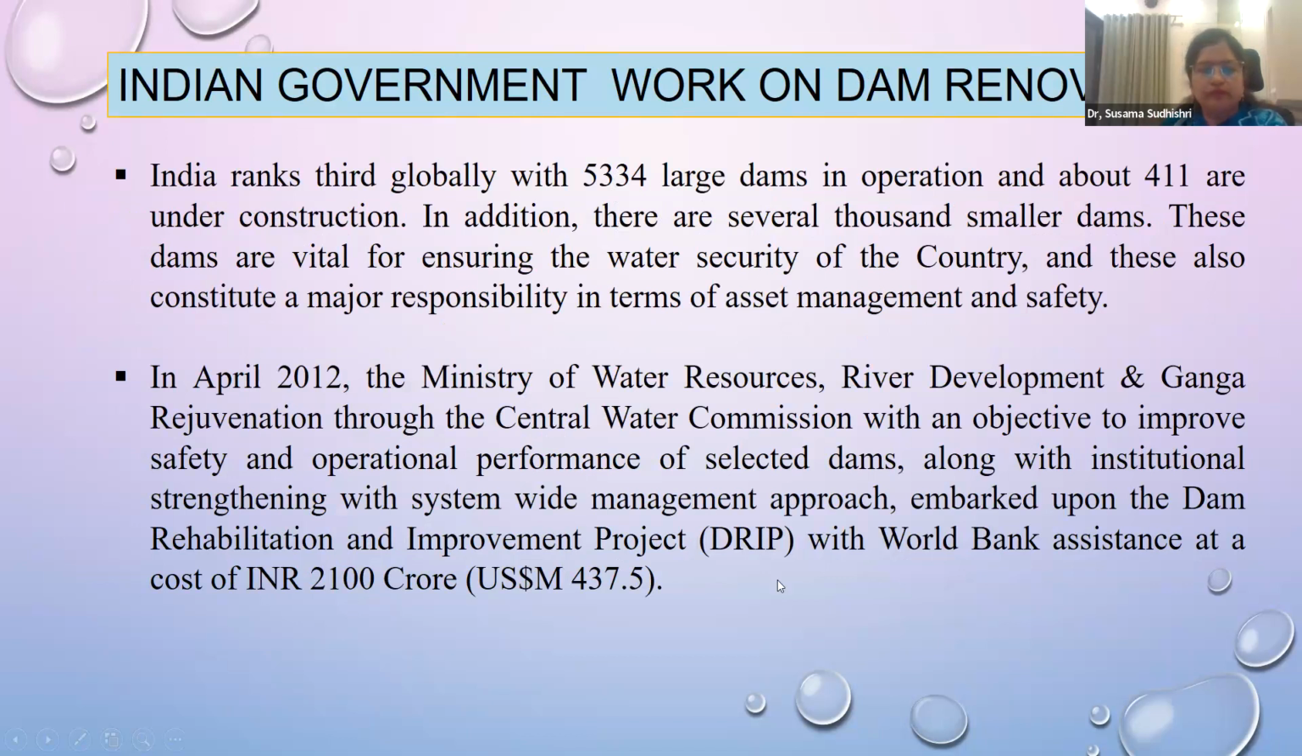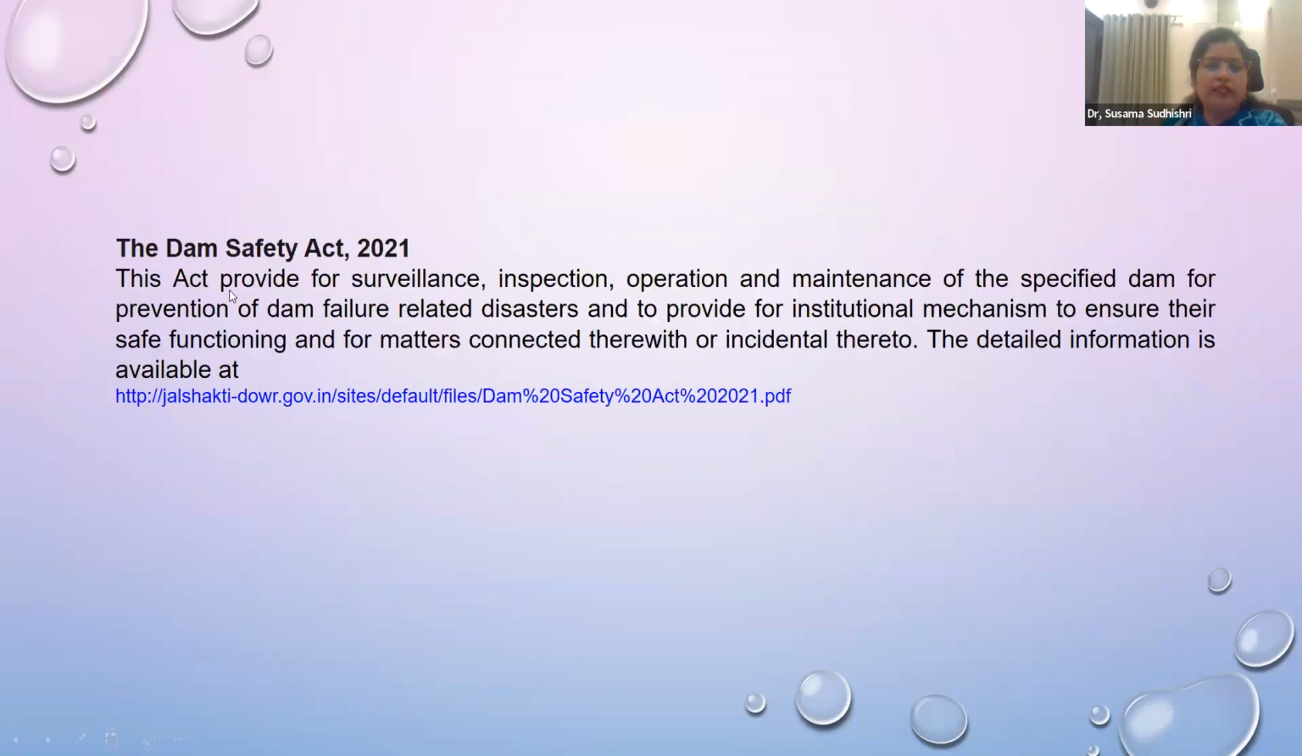It is going on. Dam Rehabilitation and Improvement Project, for which the government has already sanctioned 2,100 crore for this renovation and dam restoration. And there is the Dam Safety Act, which the government already implemented in 2021 for surveillance, inspection, operation and maintenance. So this is a good thing that the government has implemented this Dam Safety Act.